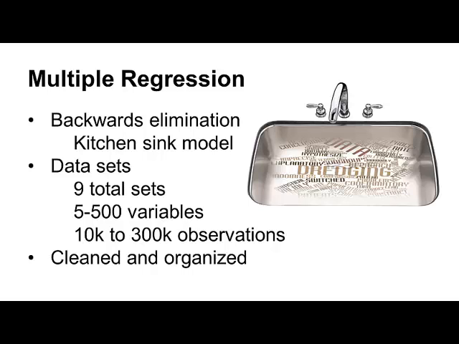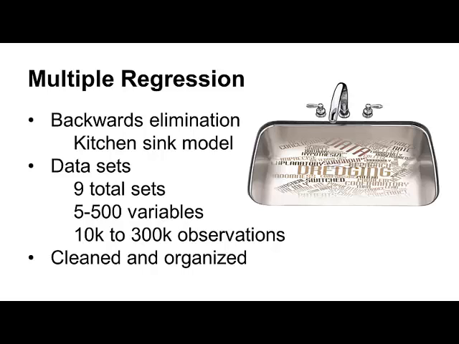Backwards elimination is also known as a kitchen sink model because you start with all the variables in the model and remove, one by one, the variable making the smallest contribution. The hypothesis test for this is formally known as the partial F-test, and a 0.05 p-value cutoff was used.